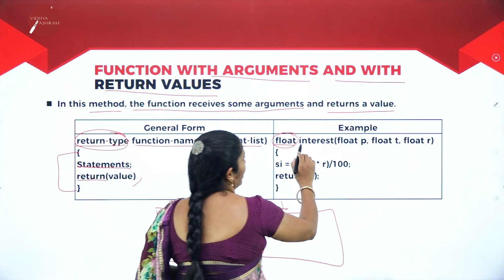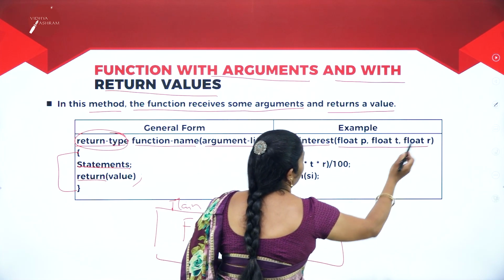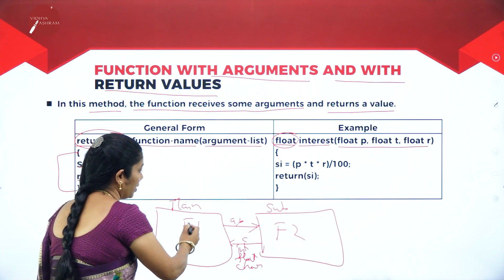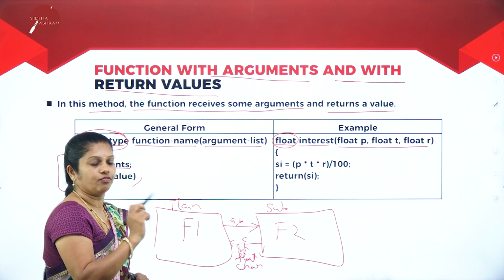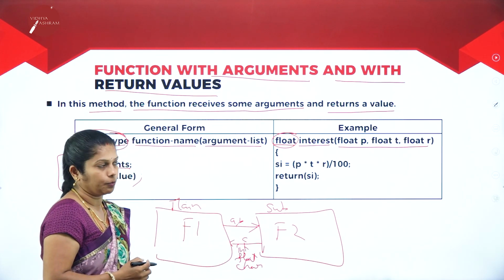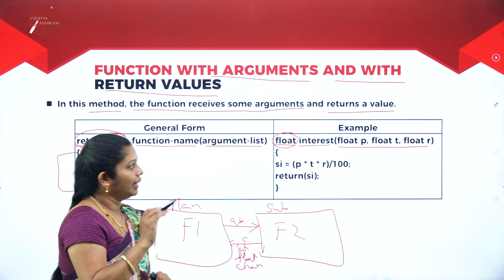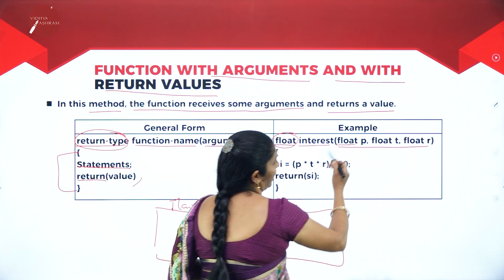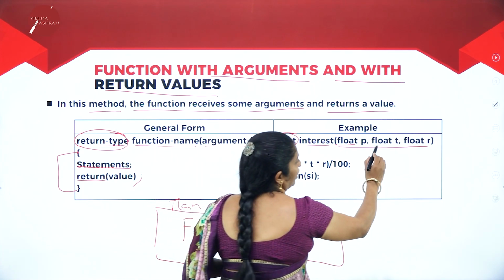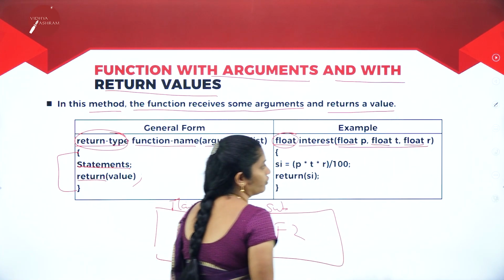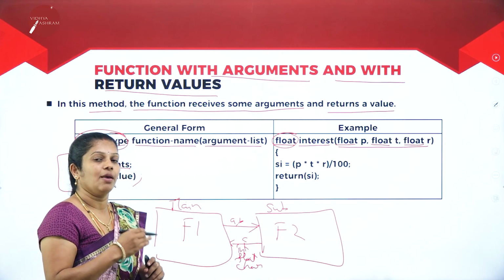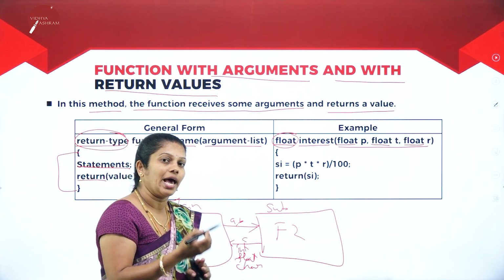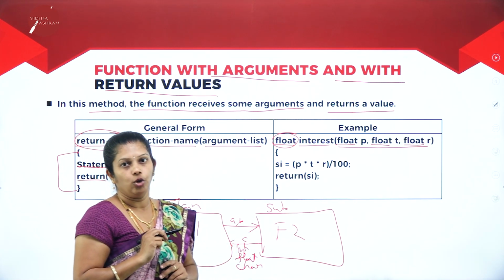Then the function name we have given is interest, and here we are passing 3 arguments from the main program to the subprogram, or from function 1 to function 2. Which are those arguments? P, T, R are the arguments, and here we have given P of type float, T of type float, and R also of type float format. Which type of value it is, and which values, as well as which type of value we are passing.